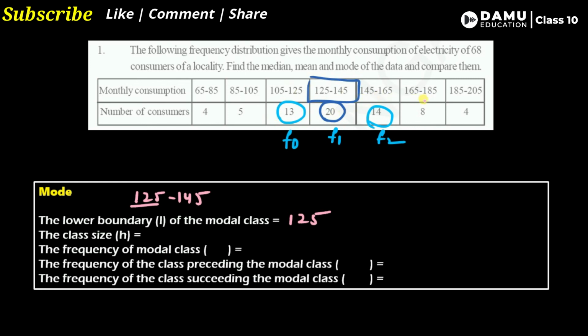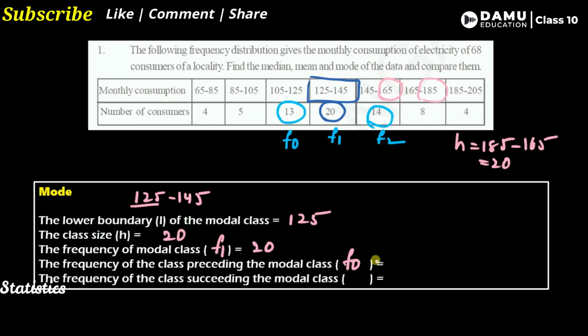The class size we calculate by subtracting the upper boundaries of two successive classes, so h is 185 minus 165. You can also take the lower boundaries, 165 minus 145. Either way, we get 20. The frequency of the modal class, f1, is 20. The frequency of the preceding class, f0, is 13. The frequency of the succeeding class, f2, is 14. These are the values.